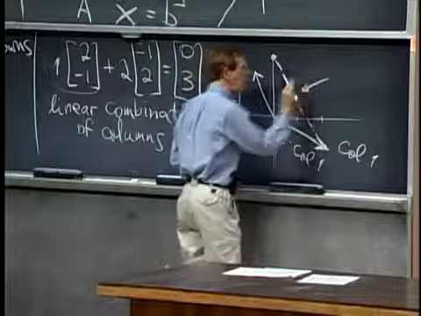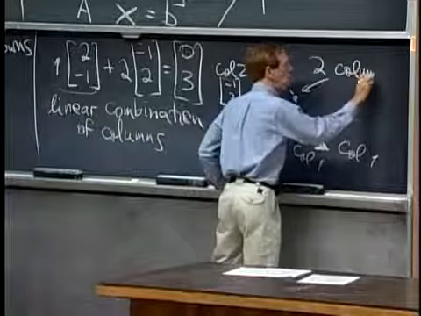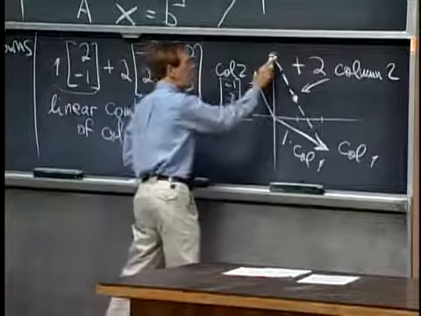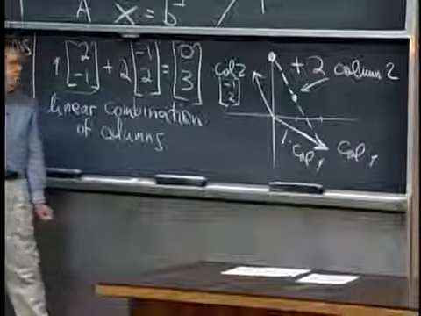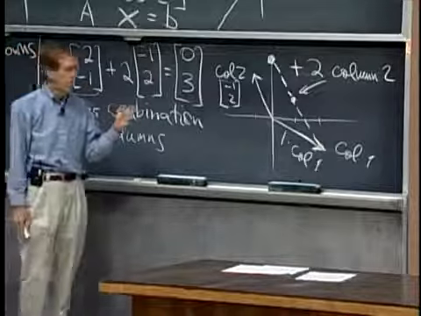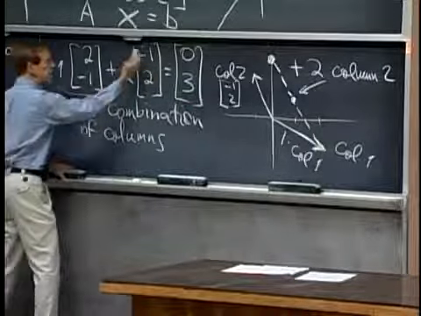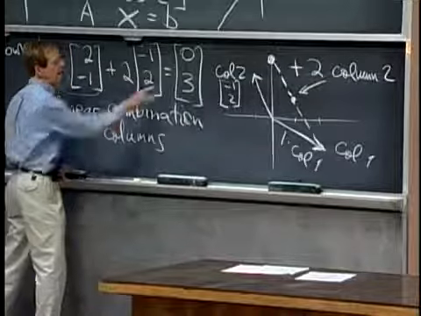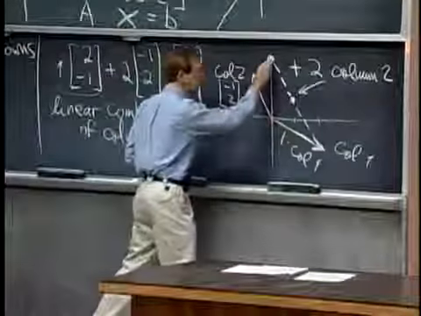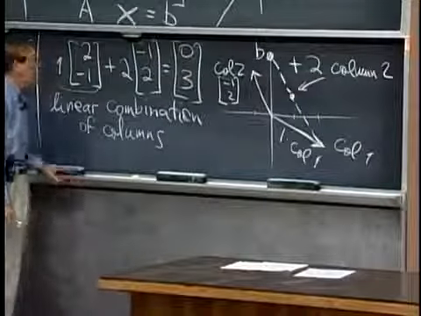So what I've put in here is 2 of column 2 added on. And where did I end up? What are the coordinates of this result? What do I get when I take 1 of this plus 2 of that? I do get that, of course. There it is. X is 0, y is 3. That's B. That's the answer we wanted.